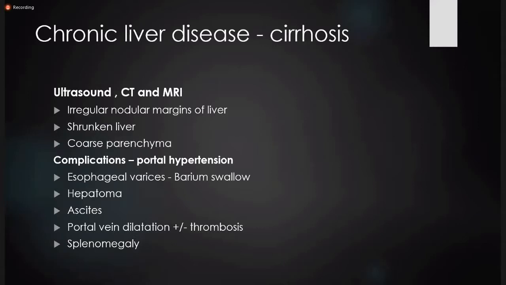You will see irregular nodular margins of liver, shrunken liver, coarse parenchyma, and then complications that are leading to portal hypertension, which include esophageal varices, hepatoma, ascites, portal vein dilatation with and without thrombosis, and splenomegaly. All these can be seen with ultrasound, but after ultrasound, if you want to further evaluate liver and the adjacent structures, you can go for CT and MRI, especially to diagnose any kind of development of hepatocellular carcinoma.